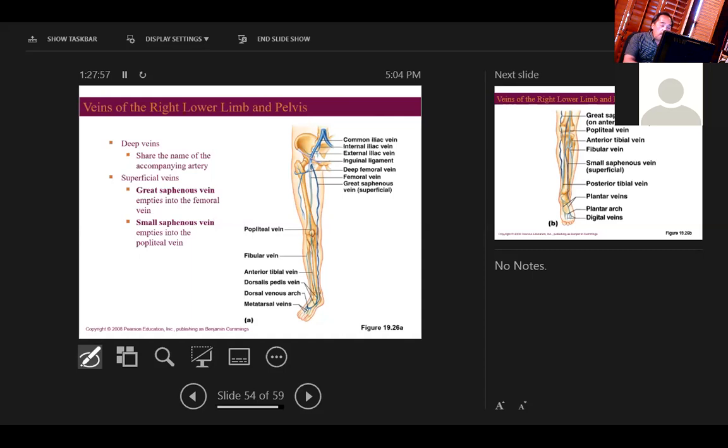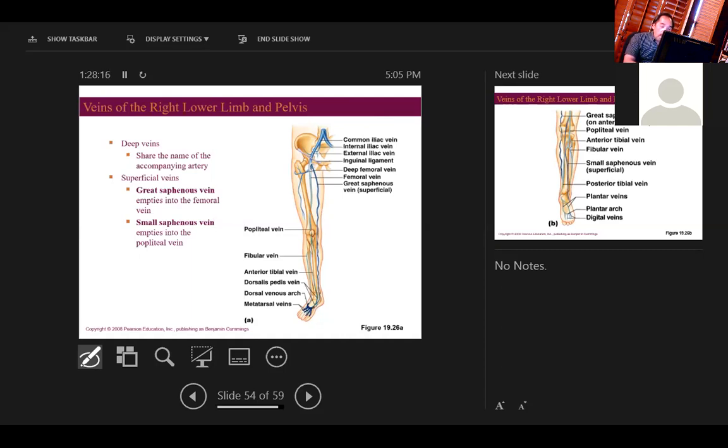So I'm going to trace the vein, the same thing as I trace your arteries. The metatarsal vein is similar to the digital veins, and we have the digital arteries also. And then we have the venous arch, and we have the arterial arch also.